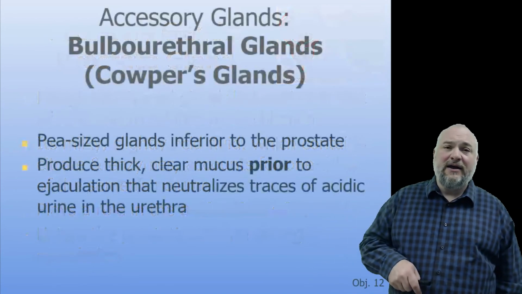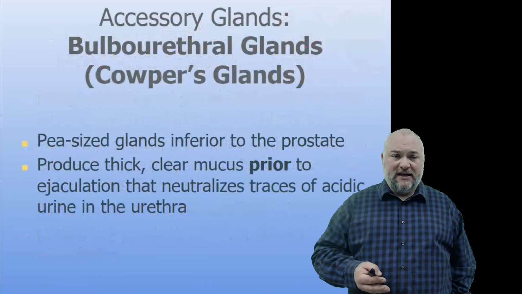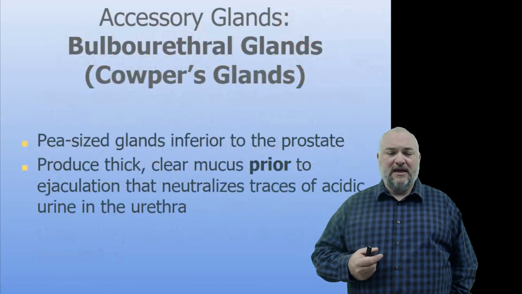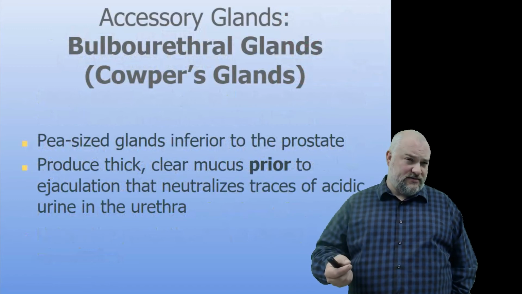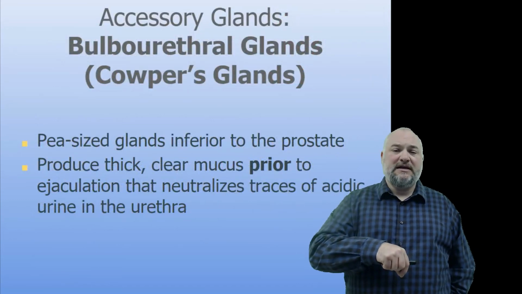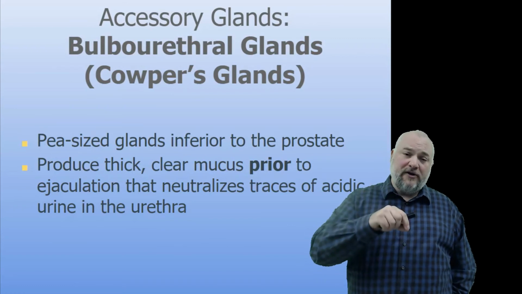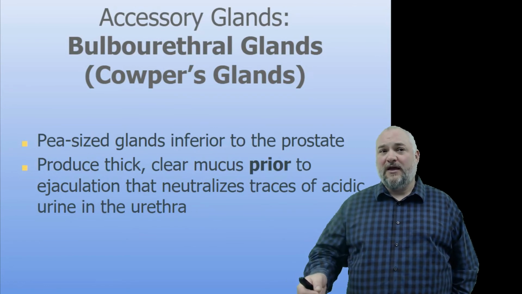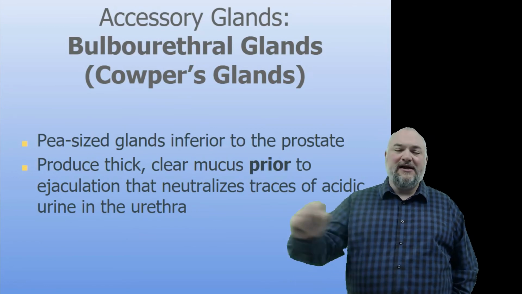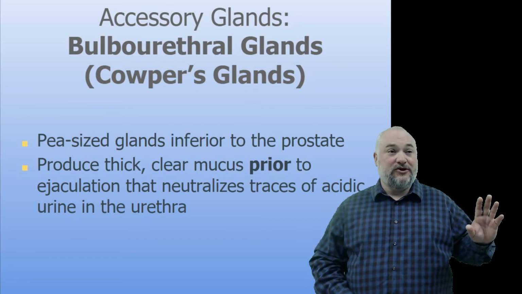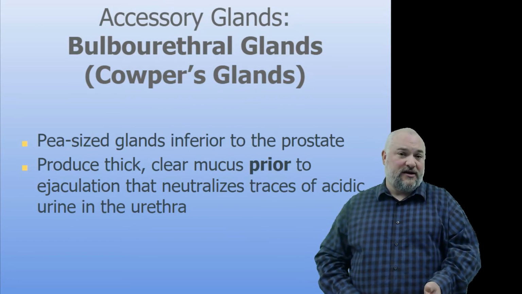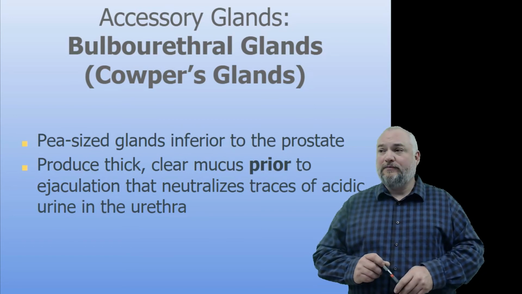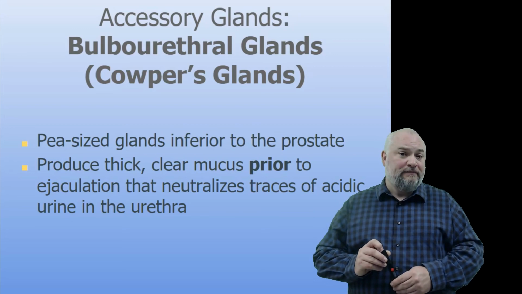Further down the line, we get to the bulbourethral glands, or Cowper's glands. These are about the size of a pea in humans, below the prostate, and they produce a thick, clear mucus prior to ejaculation. The job of that mucus is to neutralize traces of acidic urine in the urethra. You want to clean that out. It's like a pre-cleaning of the tube before the good stuff gets delivered, so everything comes through nice and clean and ready for impregnation. It's probably more commonly known as precum.